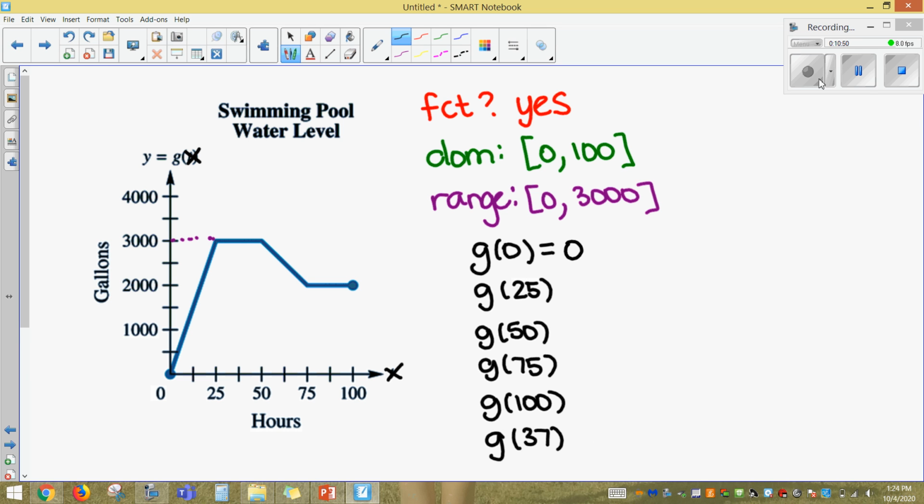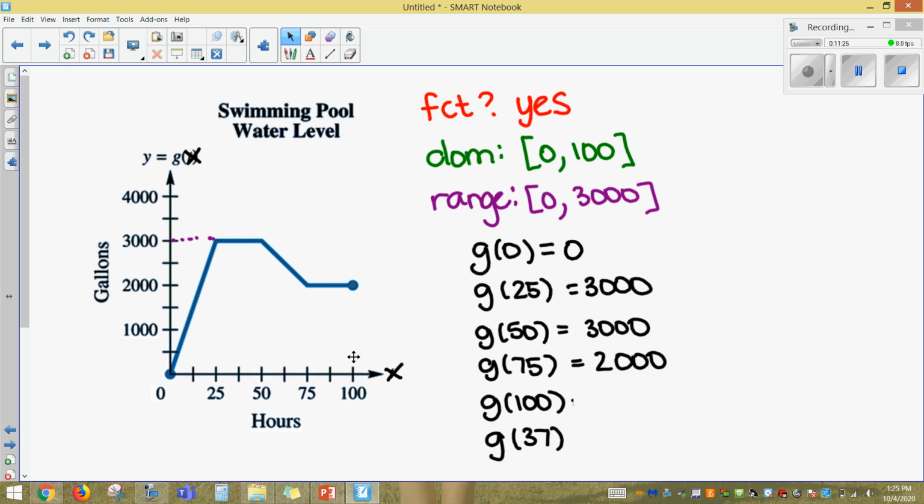Okay, pause the video and write down as much as you can, and then turn it back on to see the answers. So when x equals 25, we go up to the graph, and it looks like the y value there is 3,000. If I come over here to x equals 50 and go up, it looks like my height is still 3,000 there. But if I come over to 75 for x, now my y value is only 2,000. And when x is 100, I still see a 2,000.